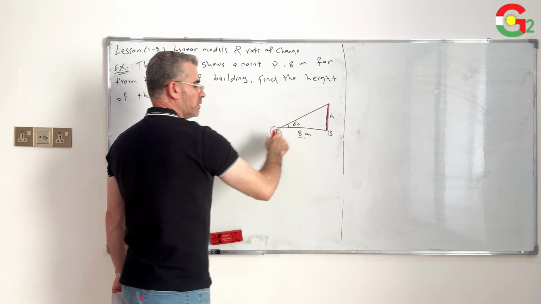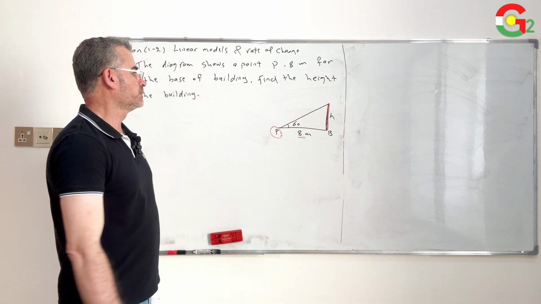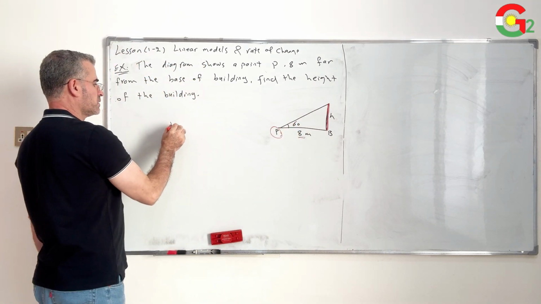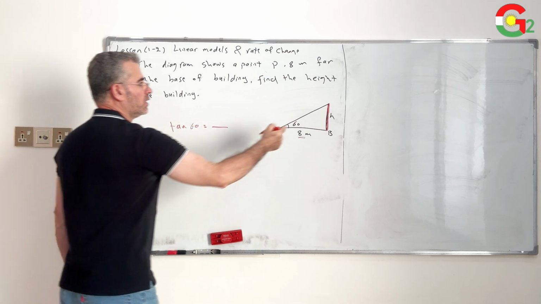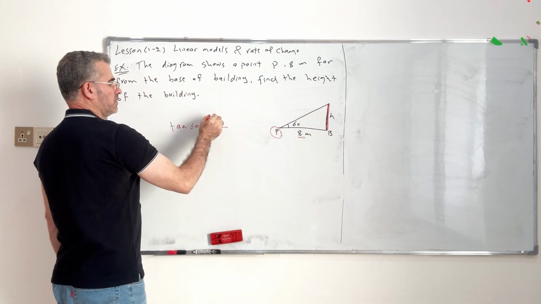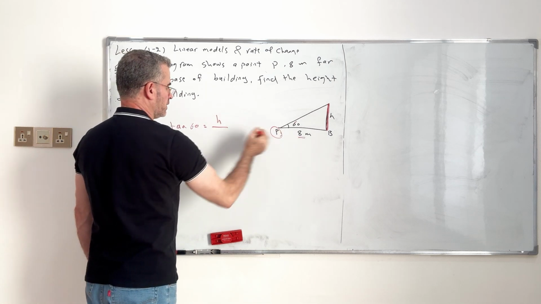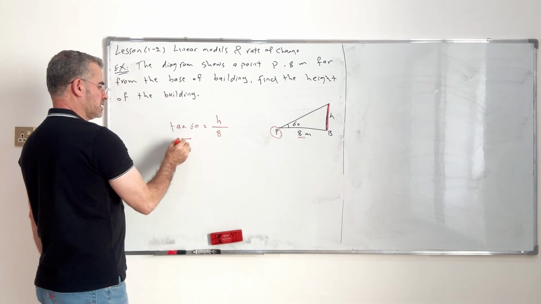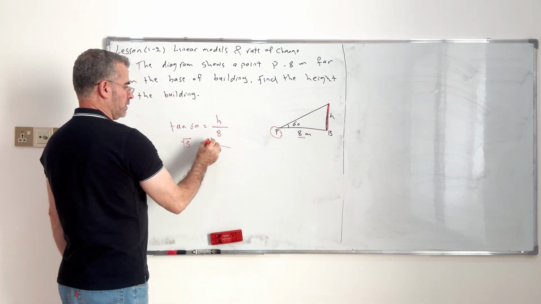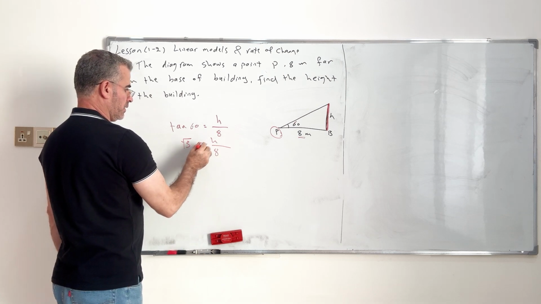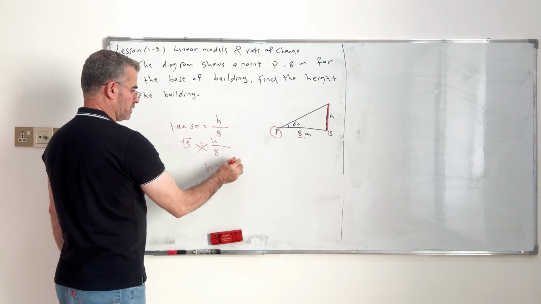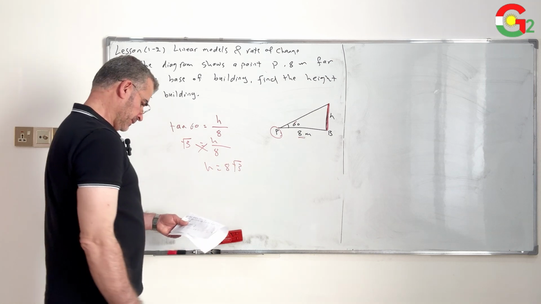Since he gives me the angle here, I can use the tan rule. Tan 60 equal to opposite over adjacent. Tan 60 is square root 3 equal to h over 8, then h equal 8 square root 3 meters.